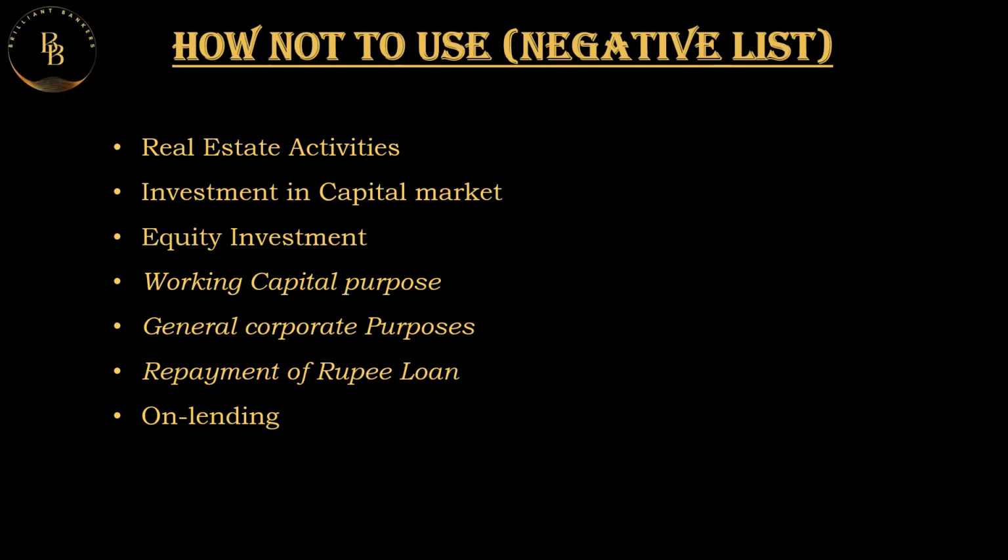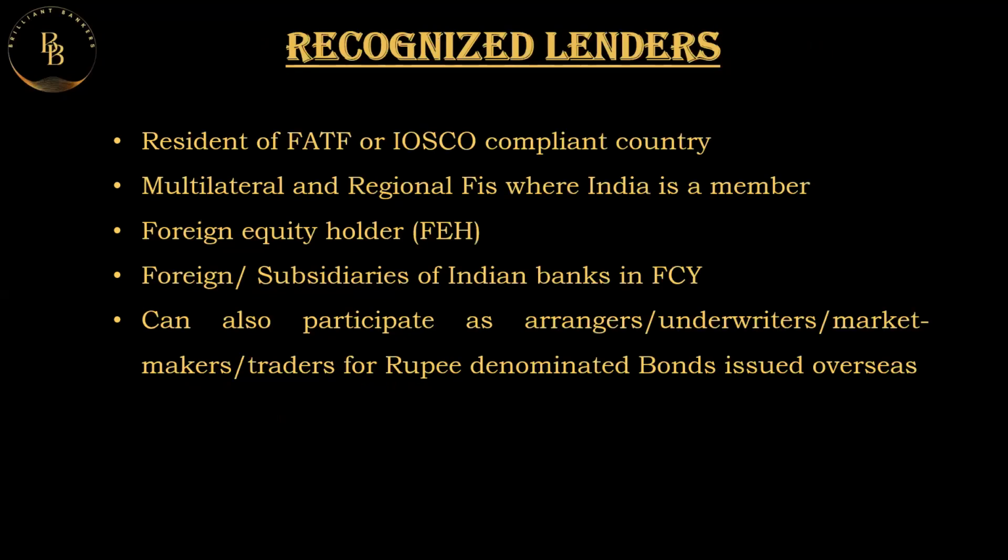So who are all the recognized lenders? In this global financial world, there are trusted institutions that are authorized to provide funds through ECB. This could be international banks, financial institutions, or even foreign governments. The borrowers must ensure that they transact only with lenders who are recognized and regulated by the appropriate authorities.